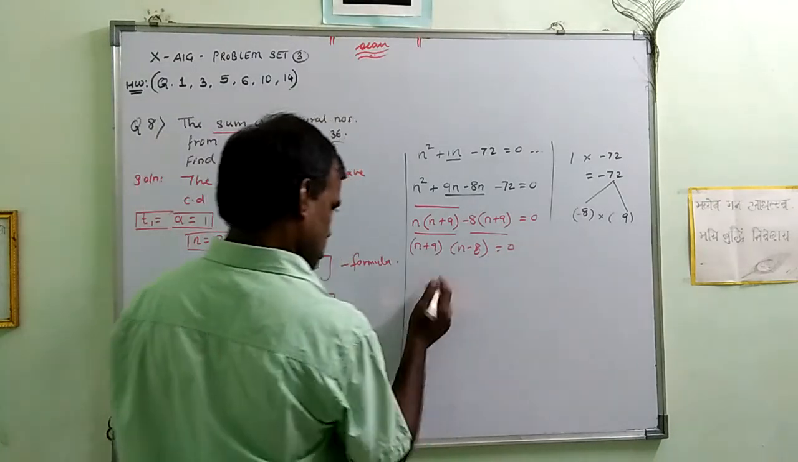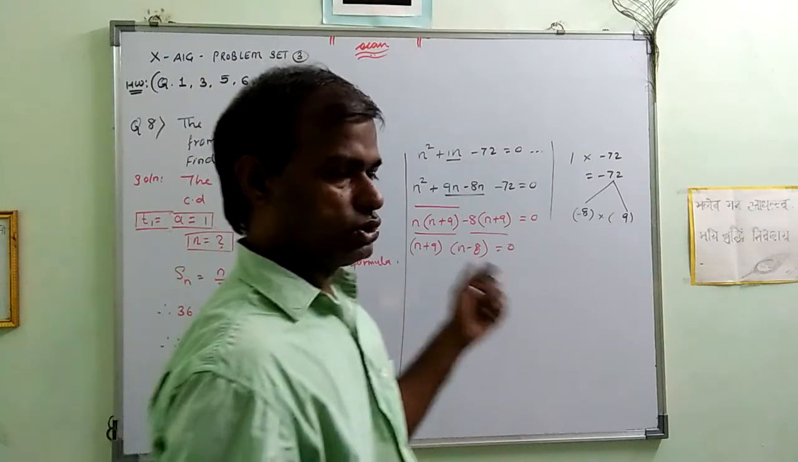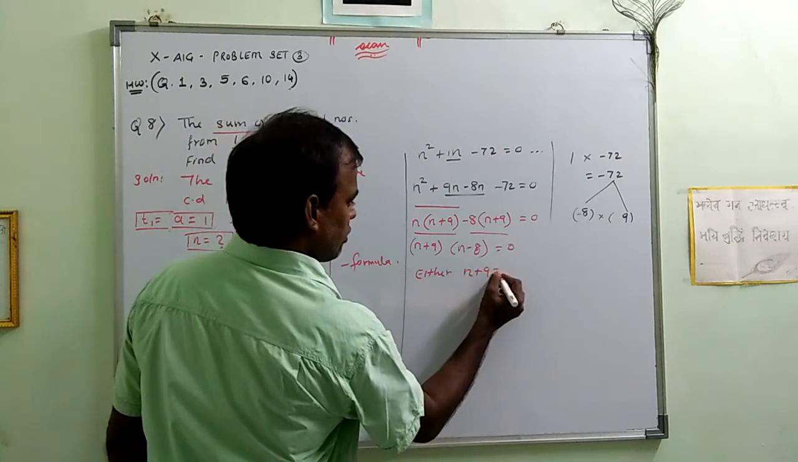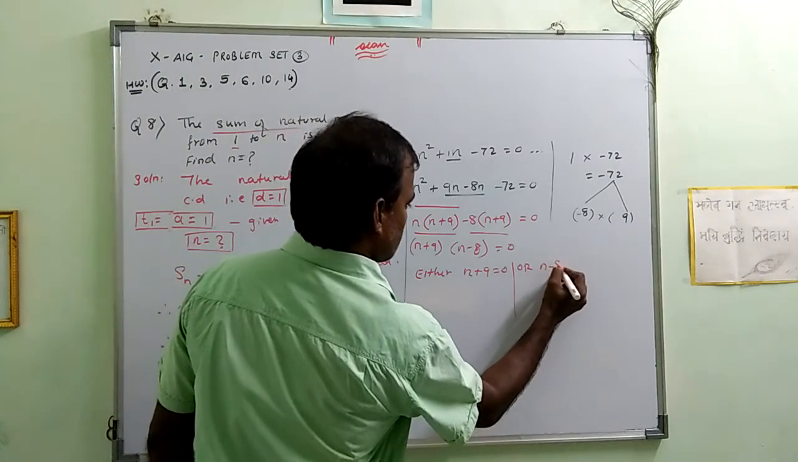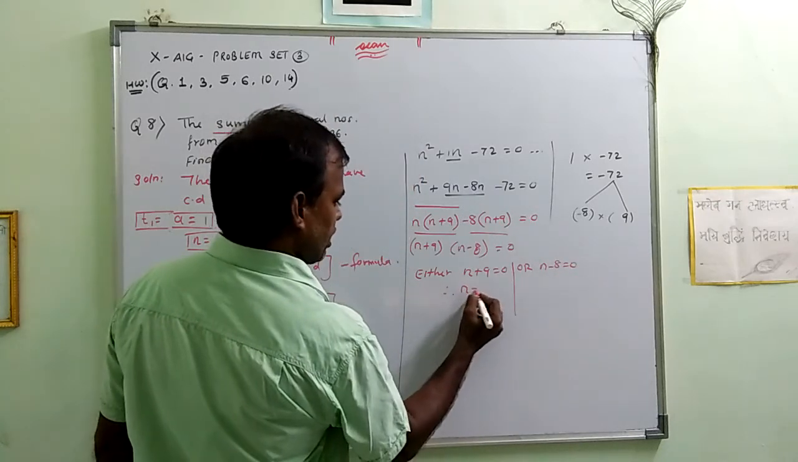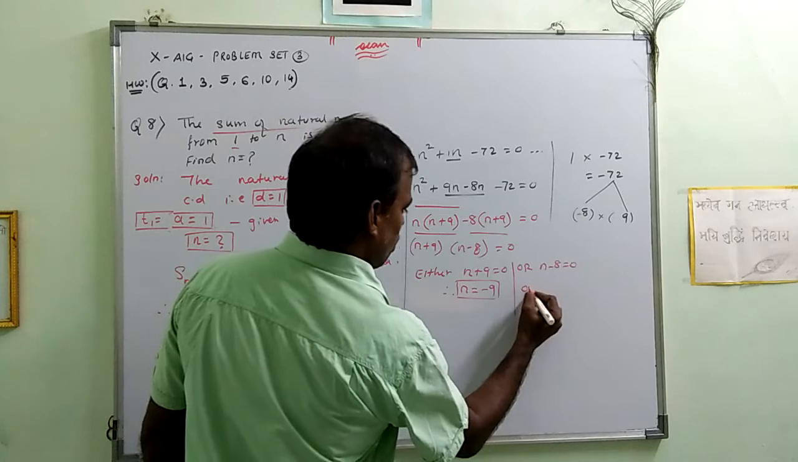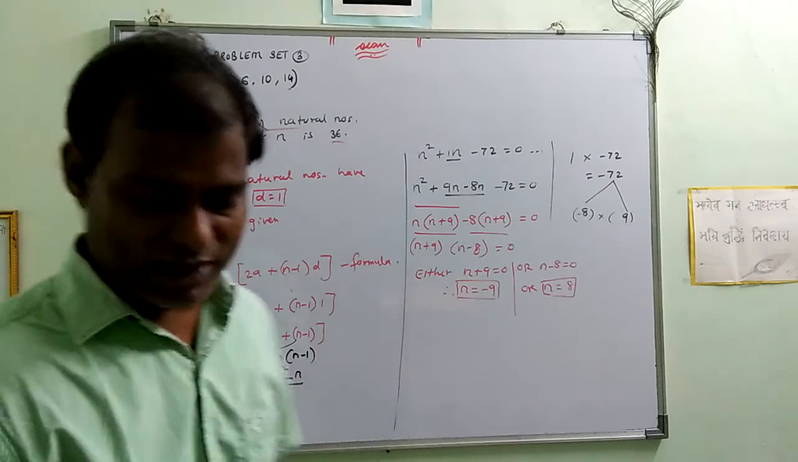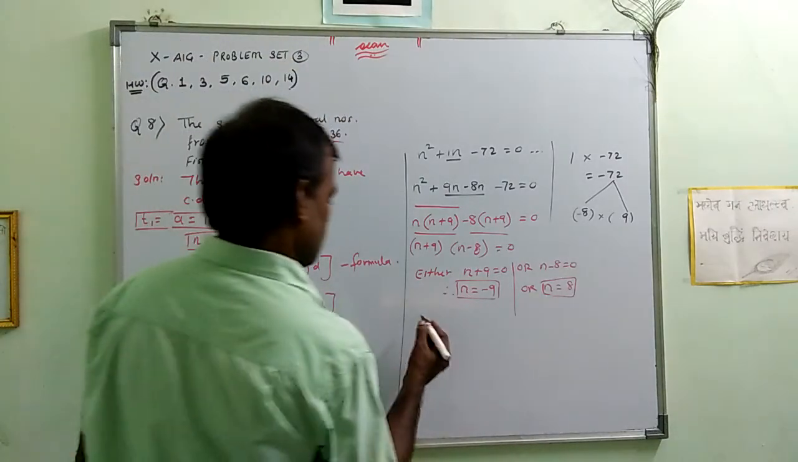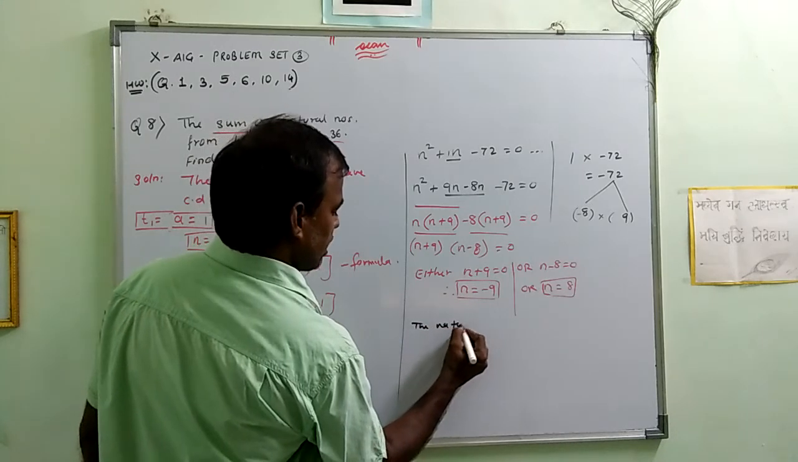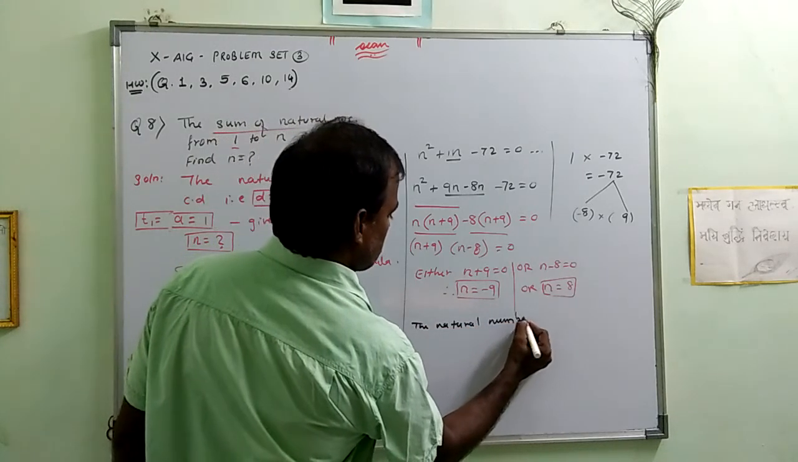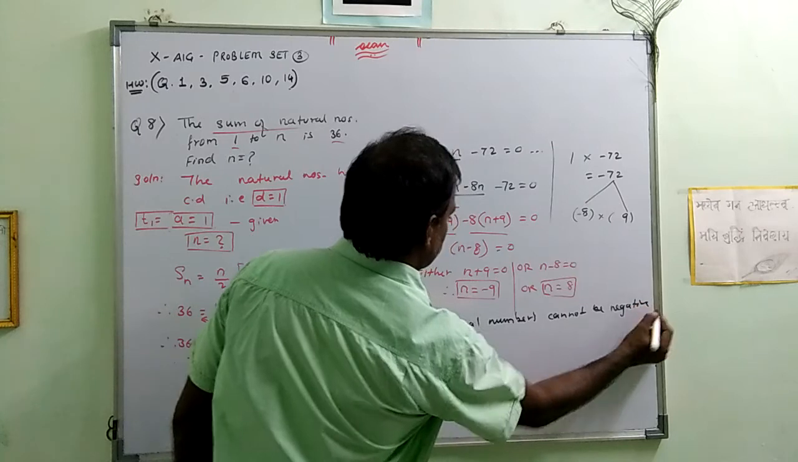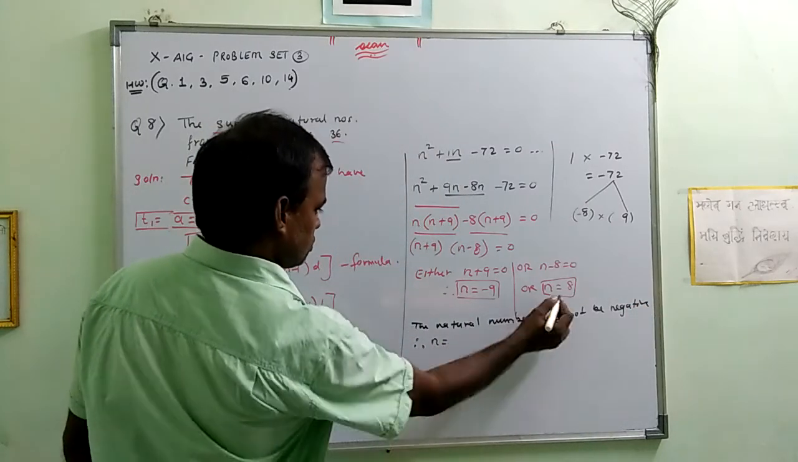So equals 0. That means these two factors are equal to 0. So either n plus 9 equals 0 or n minus 8 equals 0. Therefore n equals minus 9 or n equals 8. Natural numbers cannot be negative. Therefore n equals 8.